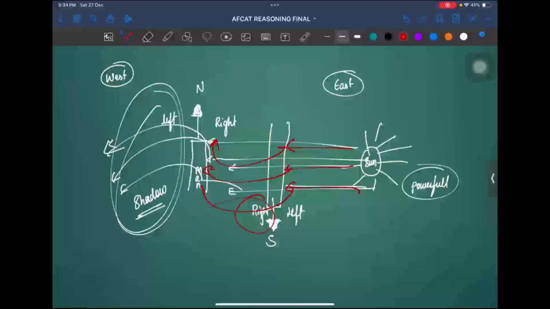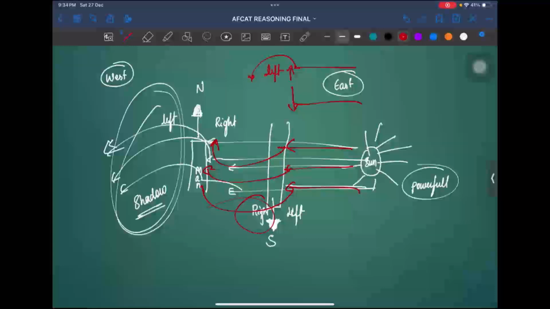Were you able to get the concept of what I'm telling? If a person is standing towards north or south, sun rays come and hit the man and move on. If a person is standing towards north, the shadow is on his left side, and if a person is standing towards south, then it will be his right side. And I'll give one more case.